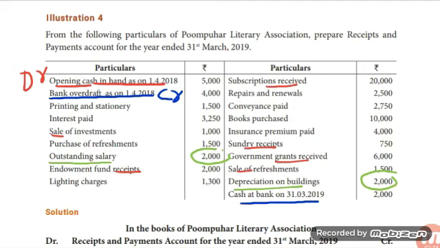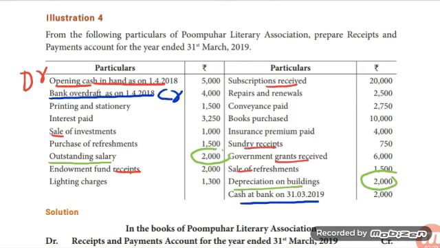Okay, what are the receipts? Enter first sale of investment. Enter on the debit side as To sale of investment 1,000, To endowment fund receipts 2,000, To subscription receipts 20,000, To sundry receipts 750, To government grants received 6,000, To sale of refreshments 1,500. Okay children, now enter all receipts on the debit side. Then come to the credit side.